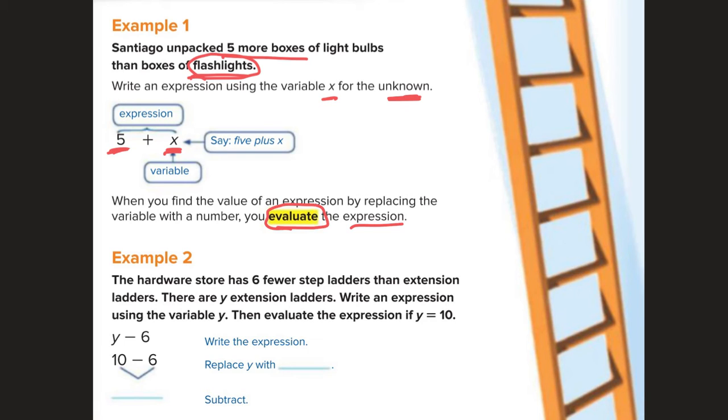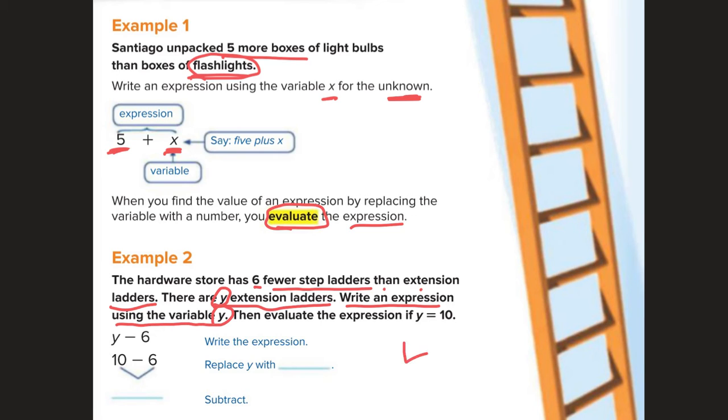The hardware store has 6 fewer step ladders than extension ladders. There are Y extension ladders. So that means there are an unknown number. We do not know how many extension ladders there are. So then it says to write an expression using the variable Y for our unknown.